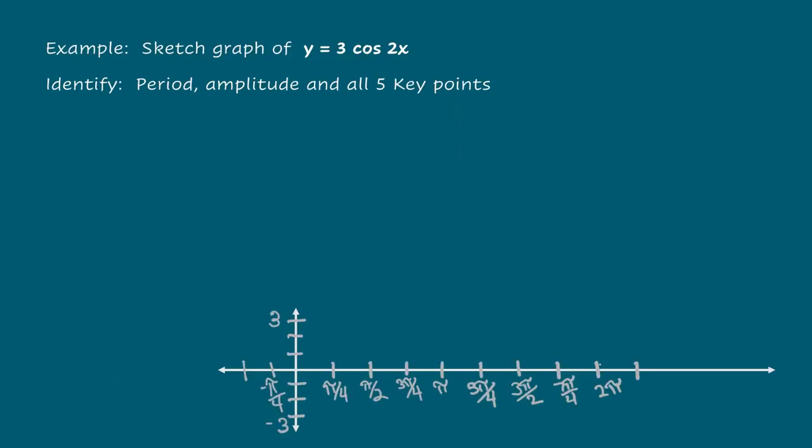All right, so here's the same function that we graphed in our last video, only this time we're going to use cosine as our function. So y equals 3 cosine of 2x. Our amplitude in our function is 3, so our value of a is 3. So what that means is the max value is going to be 3, the minimum value is going to be negative 3.